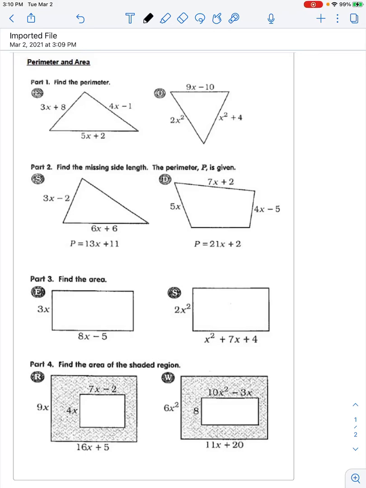Hey everyone, today we're going to check your area and perimeter practice. So the first part says to find the perimeter. So essentially what that means is I'm going to add up all the sides or combine like terms.